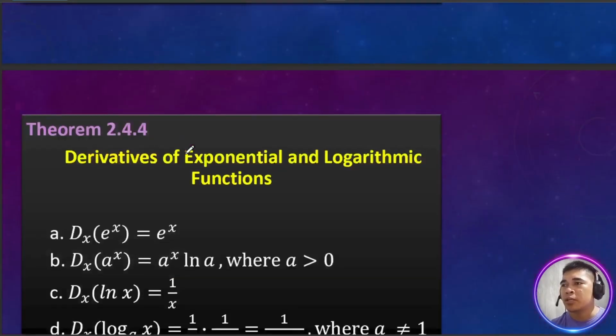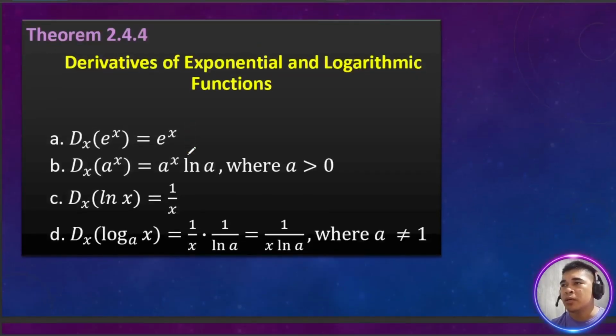So the next theorem is derivatives of exponential and logarithmic functions. First, the derivative of e to the power of x is equal to e to the power of x. Next, the derivative of a to the power of x is equal to a to the power of x ln a, where a is greater than 0. So that is the condition. Our a is greater than 0.